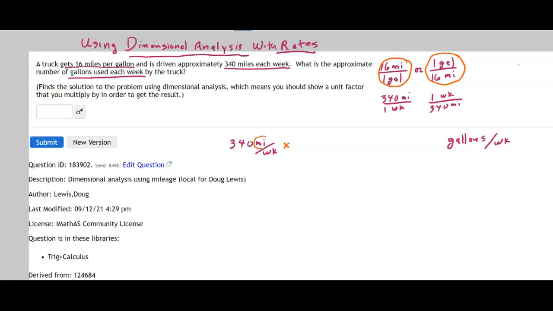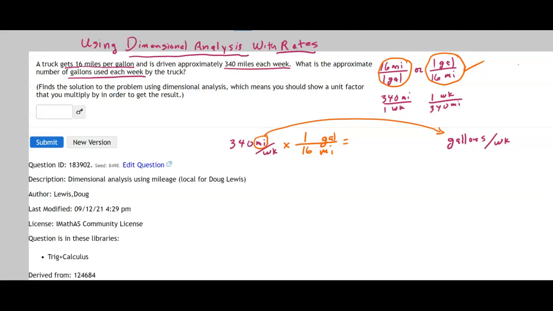So we've got miles in the numerator here. So a unit rate here, in order to convert miles to gallons, which is what we want miles to become, gallons, we need to have miles in the denominator and gallons in the numerator. So it is 16 miles gives us 1 gallon. So this is the unit rate we'll use.